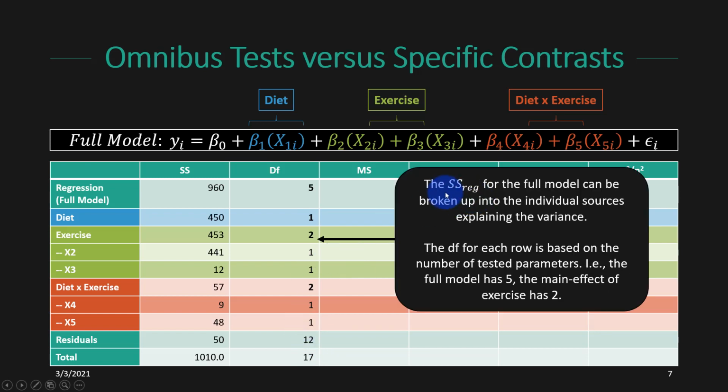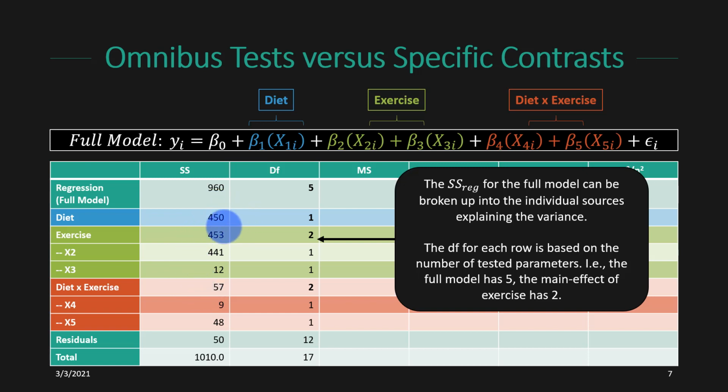So next, in much the same way we calculated the sum of squared errors for the regression for the full model, we can break that up and calculate it for each of these individual components. And we can say, okay, out of that 960, how much was explained by diet, how much was explained by exercise, and how much was explained by the diet by exercise interaction.